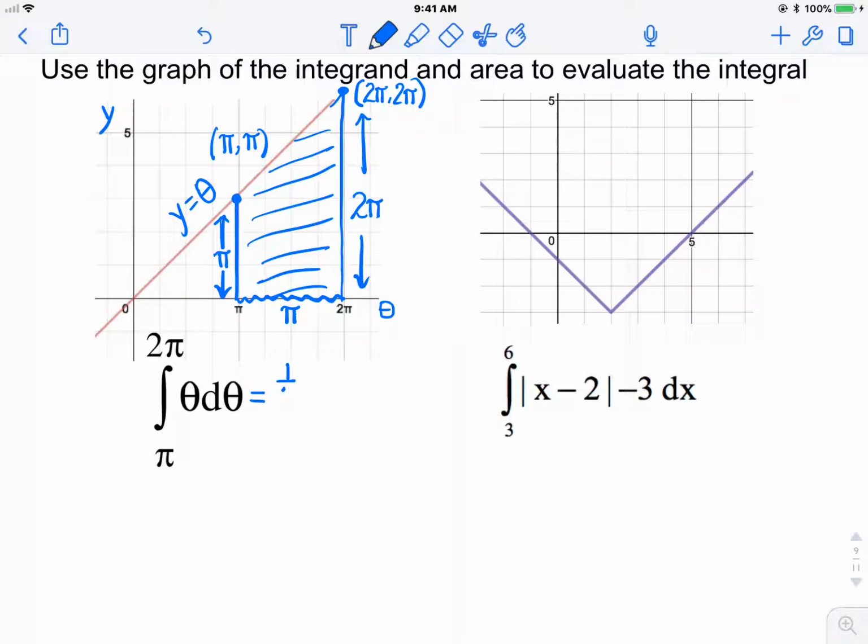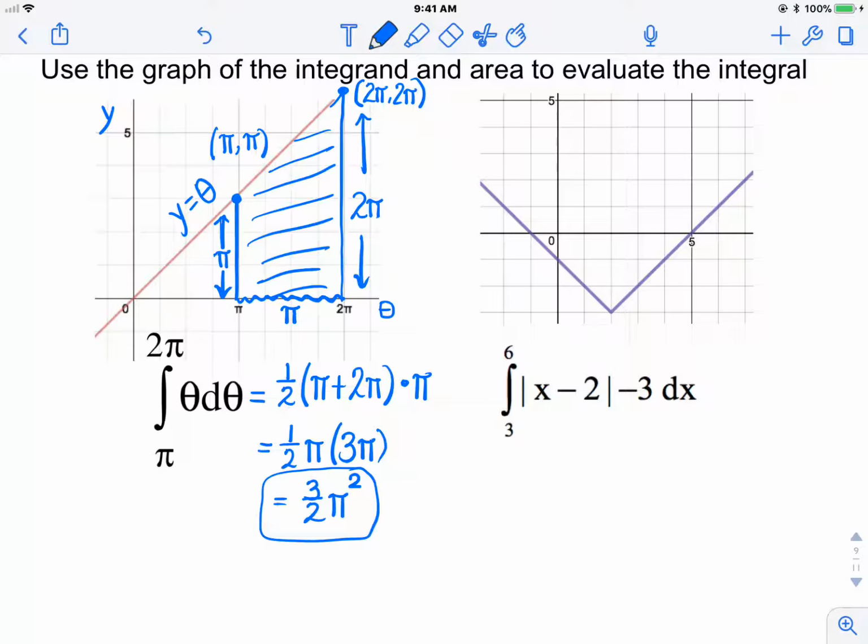So the area of a trapezoid is 1/2 the sum of the parallel sides that count as their bases, times whatever the height is, which in this case is that pi. So we have to kind of turn it 90 degrees to see it with its bases as bases. As I do that, my value here is going to be 1/2, bring that pi over here, and then there's 3 pi total inside. So 3/2 pi squared would be our integral value.